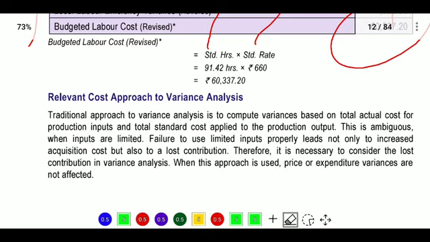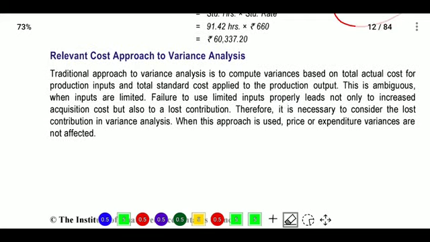Hello, welcome to all. In continuation with the last class, we are discussing standard costing up to the learning curve effect. Learning curve variance we have completed. Now we will see the relevant cost approach to variance analysis.